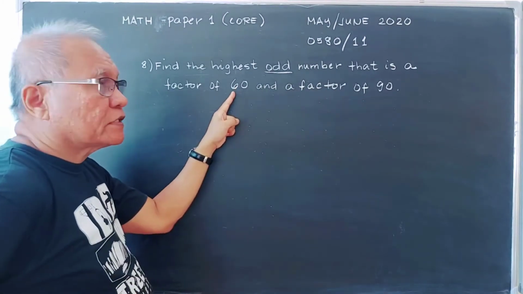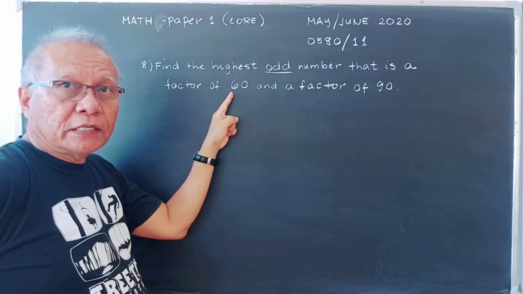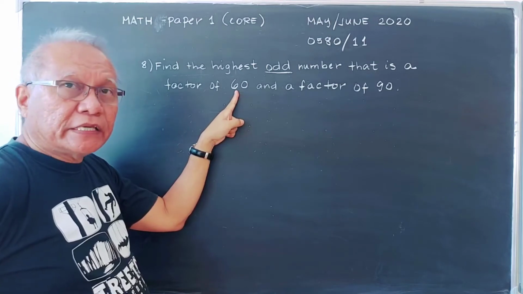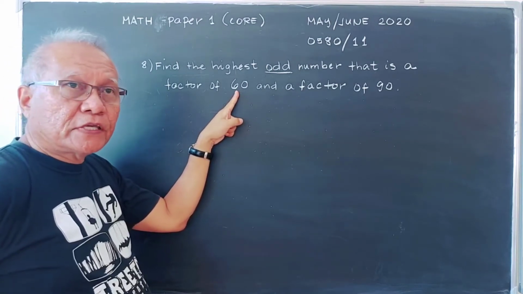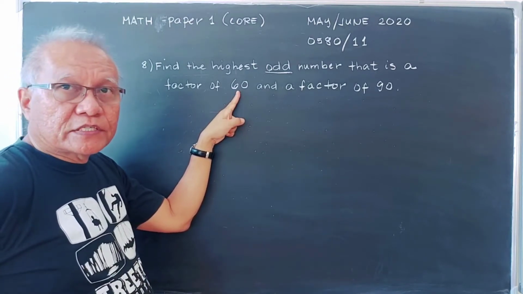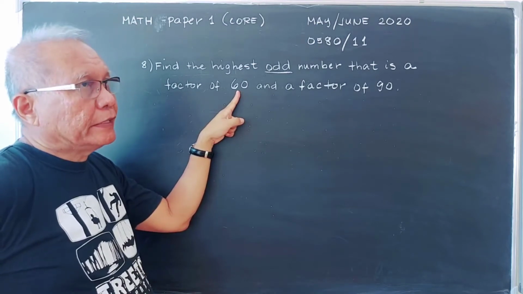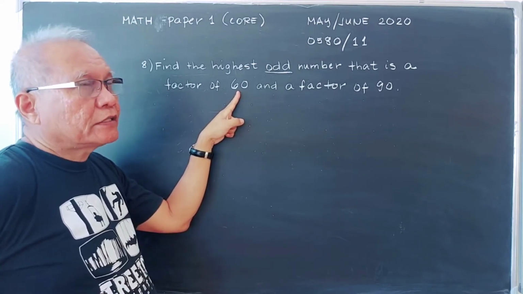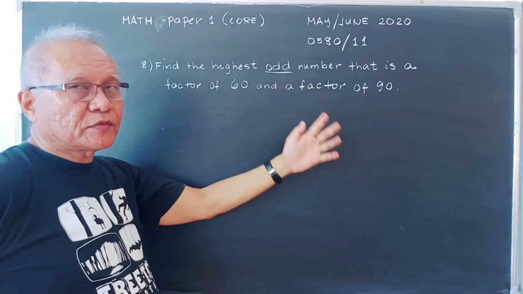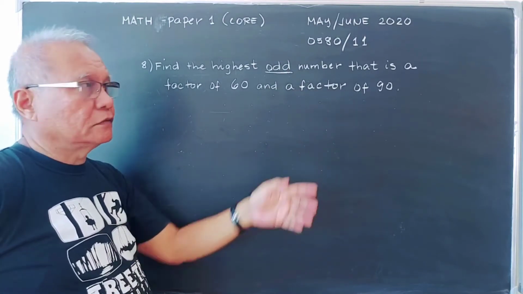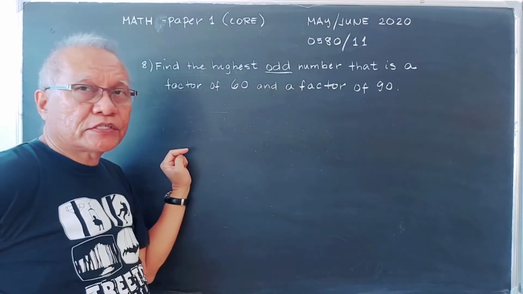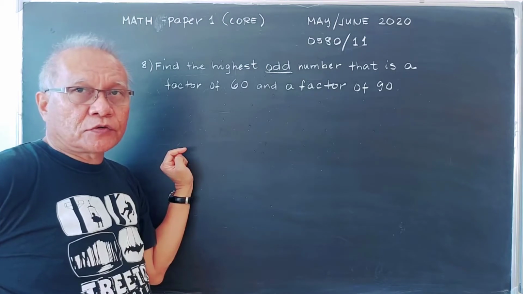For 60, for example, is 1 times 60, 2 times 30, 3 times 20, 4 times 15, 5 times 12, 6 times 10, 7 no, 8 no, 9 no, 10 times 6, we have already that one. And for the factors of 90, we can have 1 times 90, 2 times 45. But it's better if you are going to write these two numbers in their prime factored form.